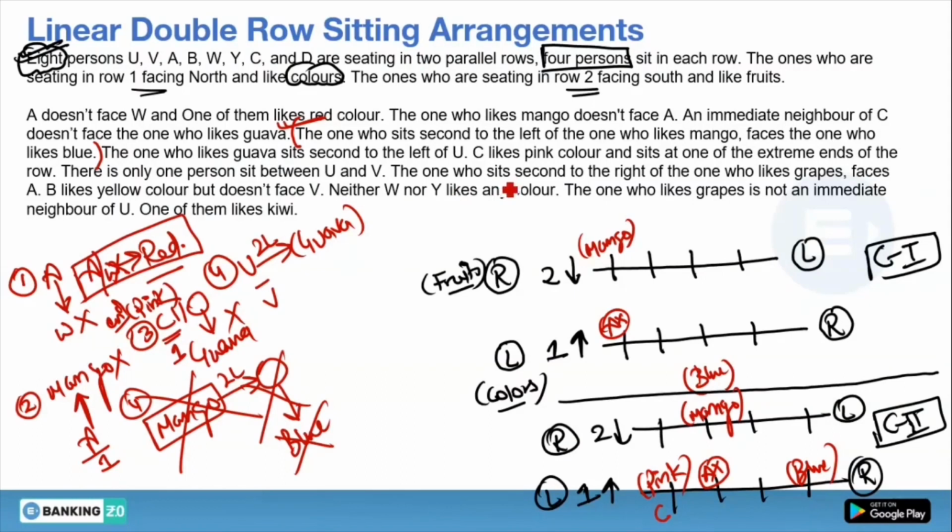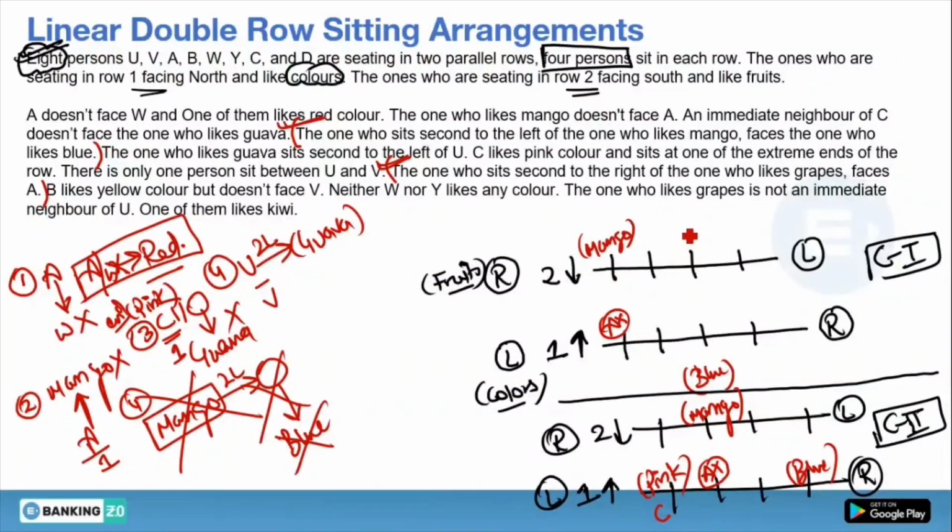The one who sits second to the right of the one who likes grapes faces A. This line is very important. You can say this is a key line in this question, because it is giving us exact confirmed information about A and the one who likes grape. We know that the person who likes grape will come on row number 2 only. So grape can come here also and grape can come here also, and the person who is second to the right of grape is facing A.